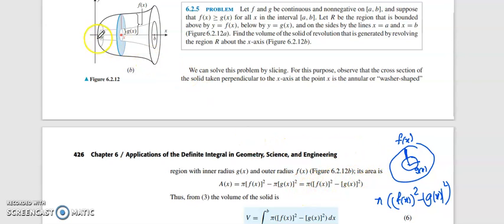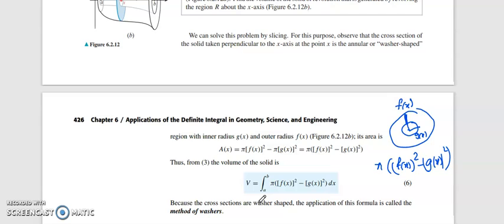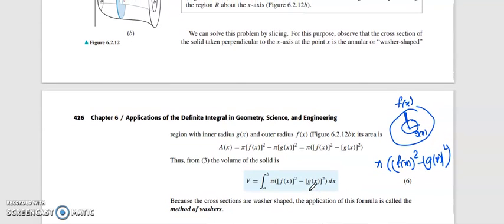Now integrate the area of cross section from a to b with respect to x. That will give the volume of the solid. So the volume of the solid will be integral a to b pi f of x whole square minus g of x whole square dx. Because the cross sections are washer shaped, that is, there are holes in between, we call it the method of washers. So we saw the method of disc and the method of washers, and this was about the x-axis.